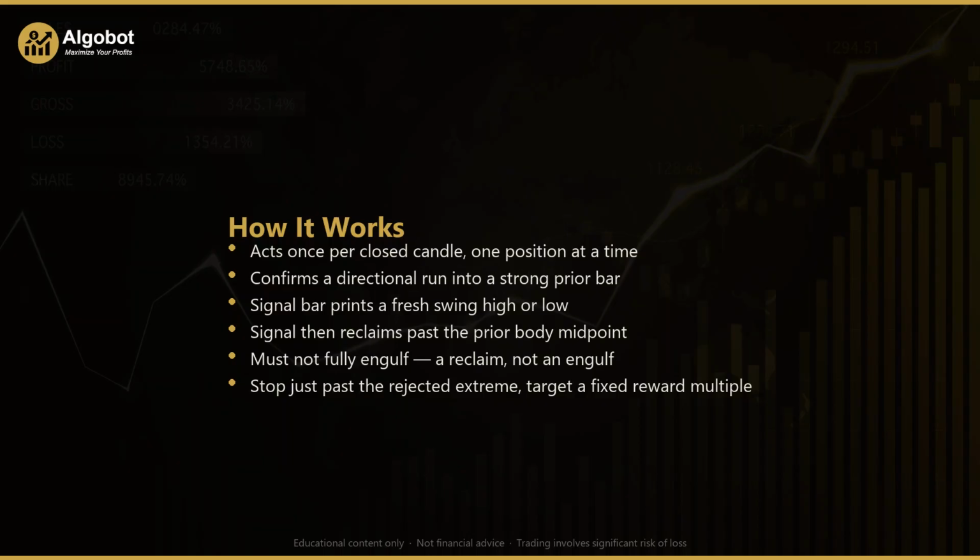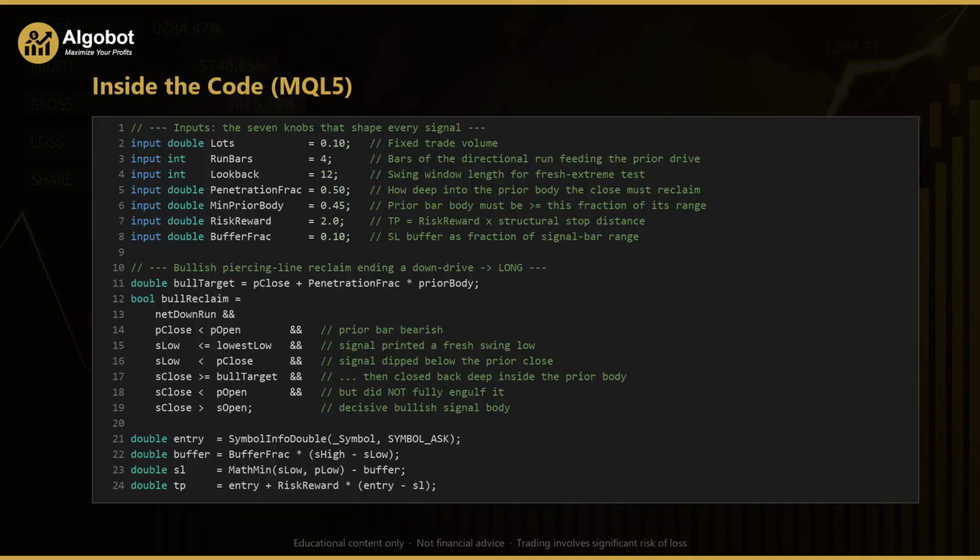Every single condition is raw candle geometry, with no indicators required at any step. Now let's look at the actual MetaQuotes language code that runs inside MetaTrader 5. At the top you can see the input parameters. These are the settings you can adjust in the strategy tester or on a live chart. Lots sets the fixed trade volume. Run bars controls how many candles back the strategy measures the directional run feeding the prior bar.